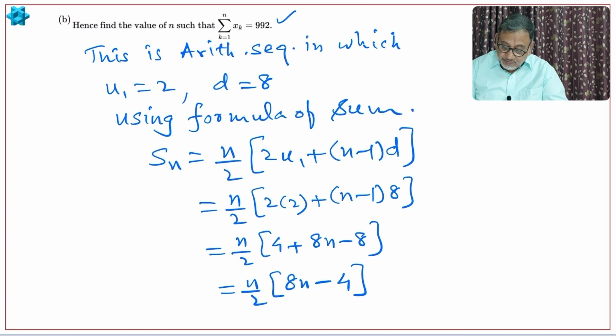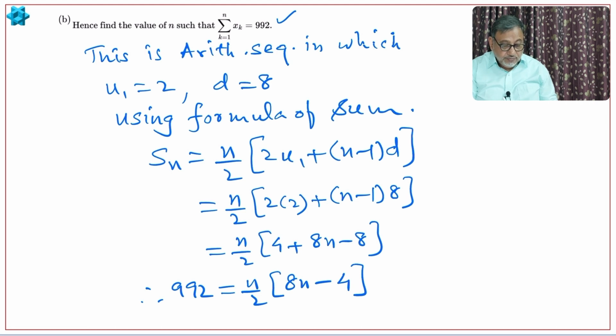And this sum they said is equal to 992. Is there a space? Yeah. So therefore 992 is this. So I will use GDC solve and find the value of n. Okay, so solve n I will use. 992 is equal to x by 2. Of course I cannot use n. Second bracket, 992 is equal to eight x minus 4.